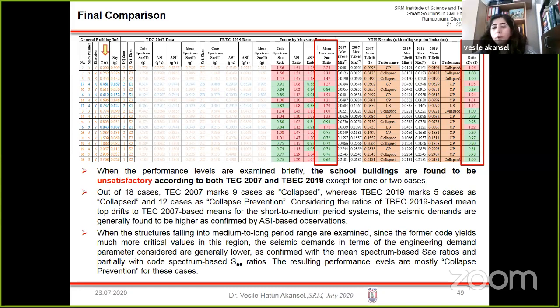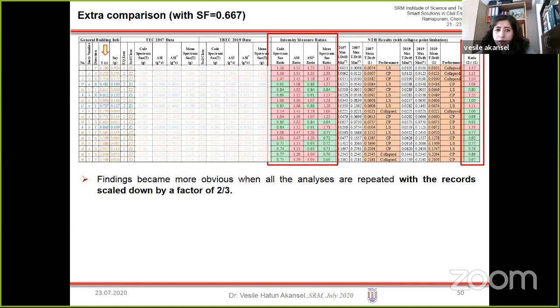When we performed the analysis again with the scale factor of 0.667, we obtained the damage distribution and it was close to the previous one. So it gives an idea about how much the new code affected the structural damage, in terms of the percentage of the scale factor.